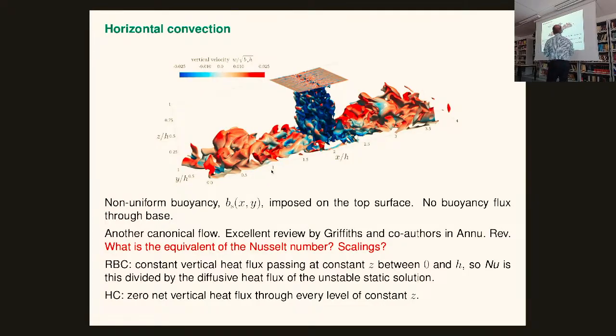This is a numerical simulation of horizontal convection, not carried out by Basilisk, I'm sorry. What happened here is you have this fairly long box, and we're imposing a non-uniform buoyancy at the surface. In this problem, it's cold in the middle and warmer at the sides. And there's no buoyancy flux through the bottom.